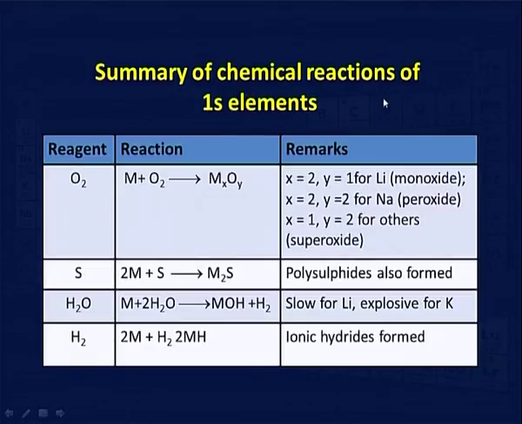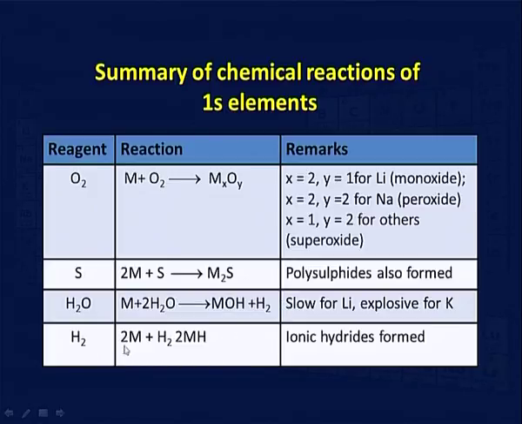Now, we are writing a summary of chemical reactions of first group elements, just a recap of what we have done. With O2, we get M2Ox. For lithium, only the normal oxide is formed. In case of sodium we can get normal oxide and peroxide. In case of potassium we can get normal oxide, peroxide as well as superoxide. With sulfur we get M2S polysulfide, then with water we know it forms hydroxide, just a recap of it.